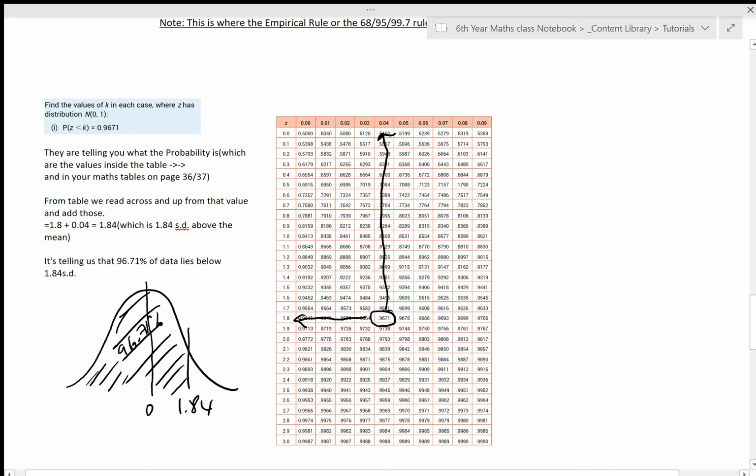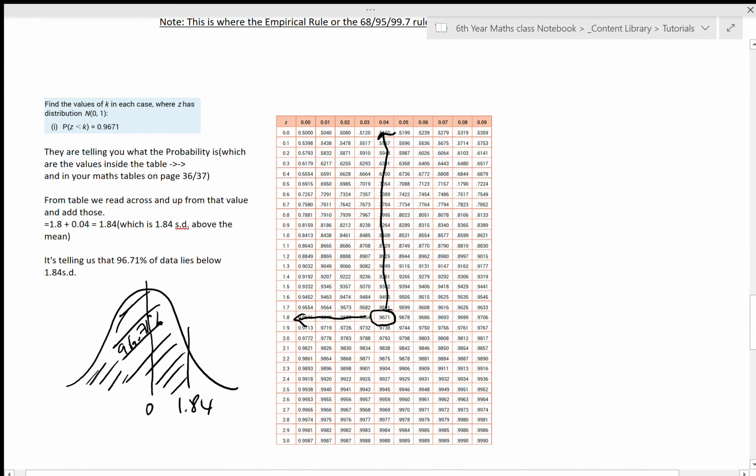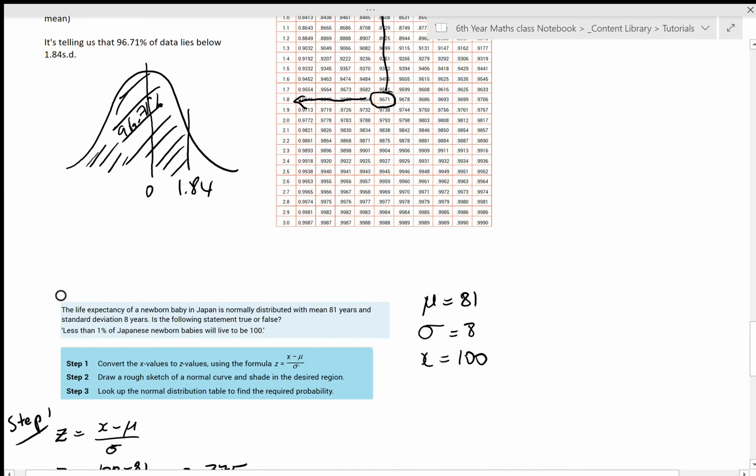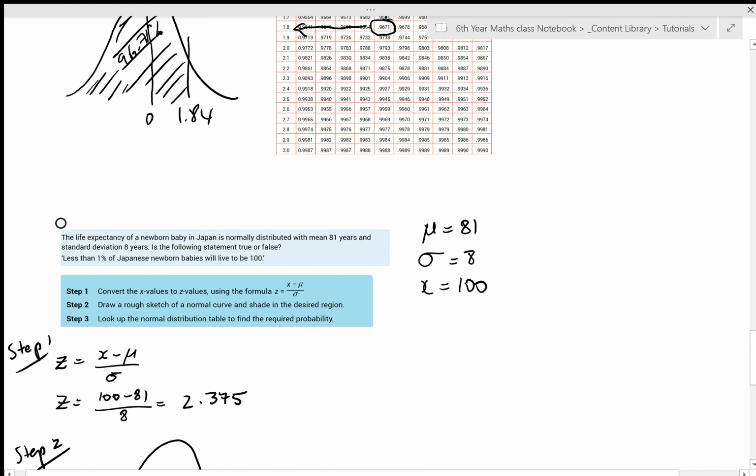standard deviations above the mean. Okay, so that's telling us that 96.71% of data lies below 1.84 standard deviations above the mean. And it's just, again, a quick sketch there to show that yes, the bulk of the data is below that value. Okay, another real world problem where you're not given a z-score or probability.